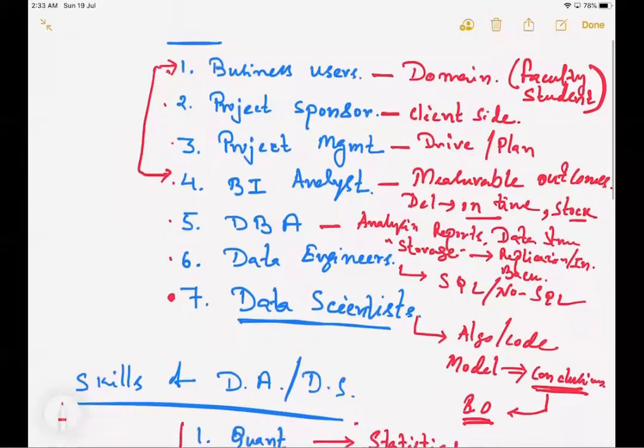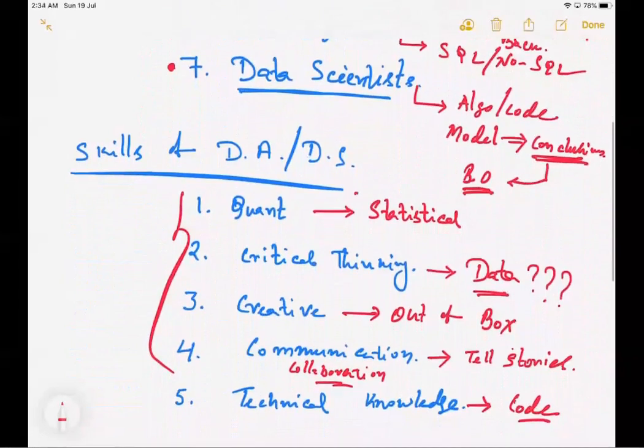To understand the key characteristics of a data scientist: they should be good at quantitative skills, good at critical thinking, very creative, good at communications, and of course, should have sound knowledge of the technology, such as which software to use, whether I should go for machine learning, and if I'm going for machine learning, whether I should go for supervised learning or unsupervised learning. Those components are going to be very important to understand.